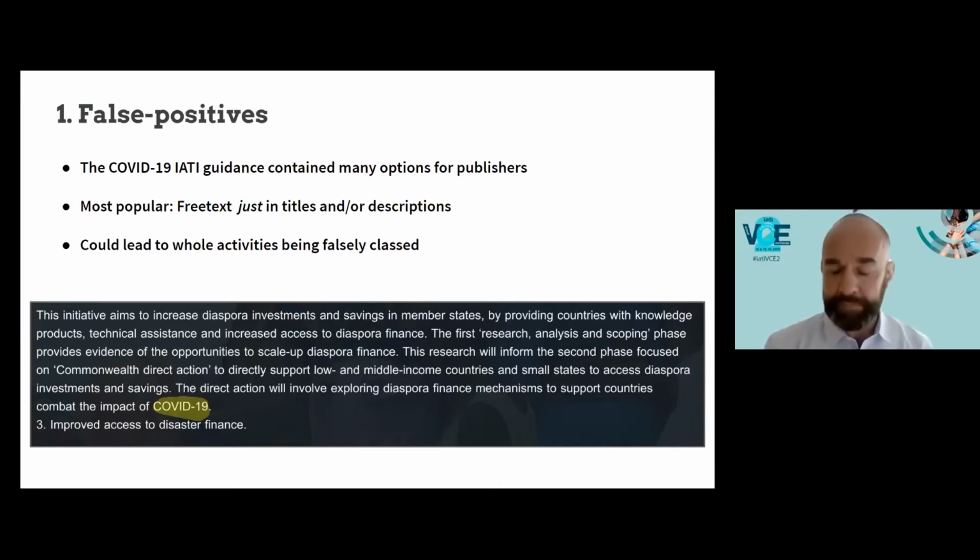So the false positives were, I think, welcome. It was a good challenge. We really looked into it, but we should be careful going forward about how we give guidance about these things, particularly in dense description text. So that was the first issue.